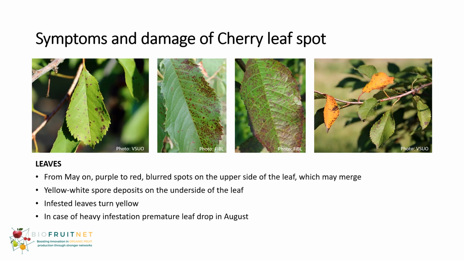Cherry leaf spot symptoms are visible from May on and begin as purple to red blurred spots on the upper surface of the leaf, which may merge with one another. Yellow-white spore-bearing structures become visible on the underside of the leaf. In case of heavy infection, leaves start to turn yellow and fall prematurely off the tree in August. Affected trees produce fewer fruits the following year due to decreased fruit set.